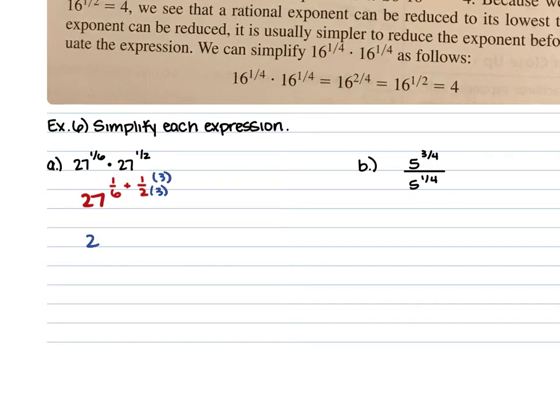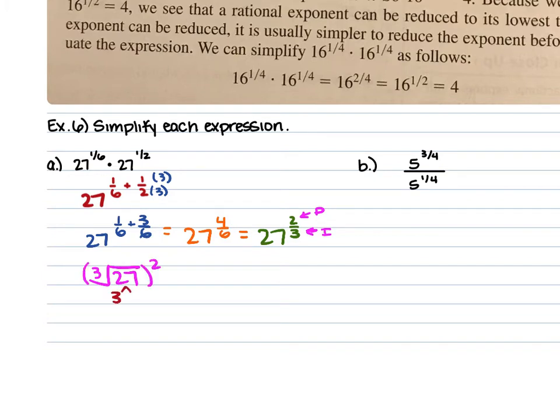So this is going to be 27 to the power of 1/6 plus 3/6. Now this 1/6 plus 3/6 gives us 4/6, which is the same exact thing as 27 to the power of 2/3. The 3 is your index. The 2 is your power. So this is going to give us the cube root of 27 squared.